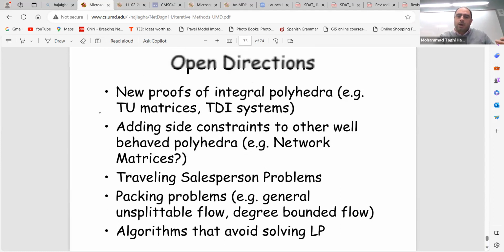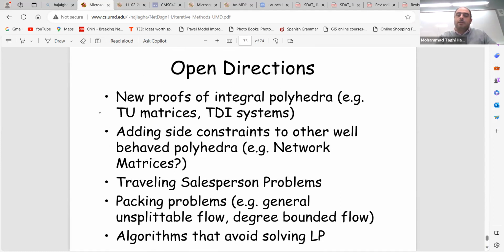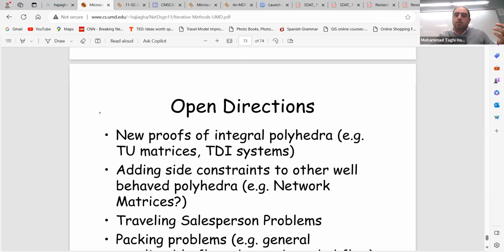And there are some open problems still there, especially, as I mentioned, for packing problems. Sometimes packing and covering we can solve, but generally, for some packing problems we don't have any approach using this kind of iterative rounding. And it would be great to solve them.